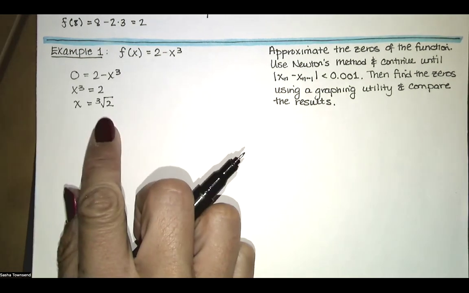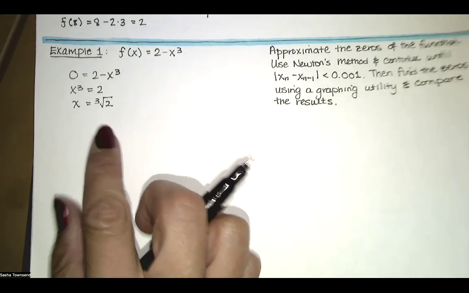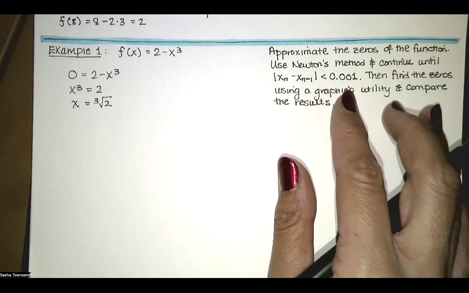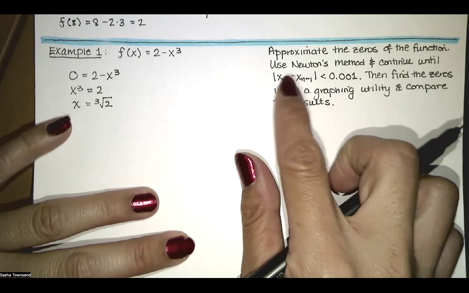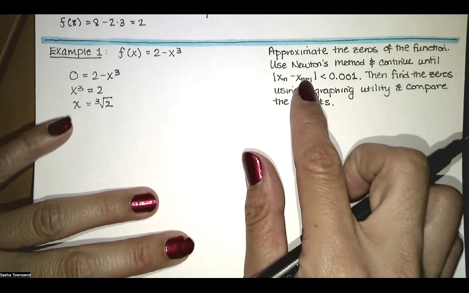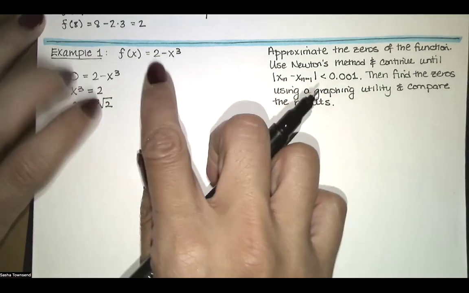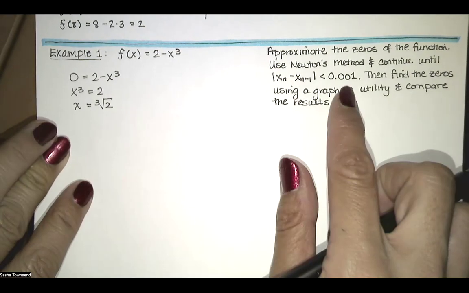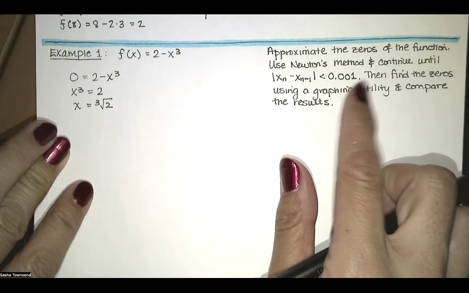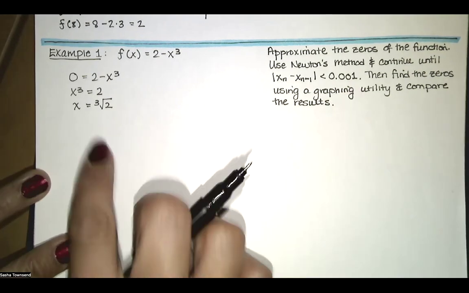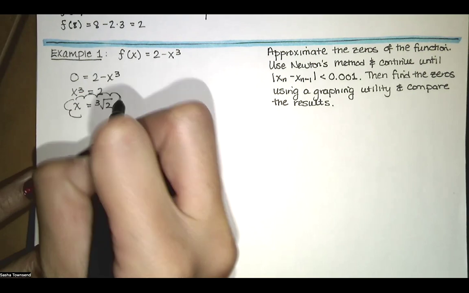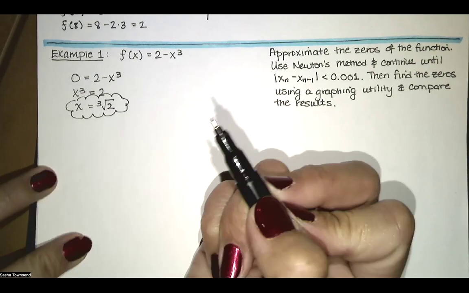But I don't actually know what the cube root of 2 is without my calculator. So we're going to use Newton's method and continue to use Newton's method until the difference between two successive approximations of this 0 is less than 0.001. So that's the plan. We know that the 0 is this. We'd like to approximate it, and we'll use Newton's method to do so.